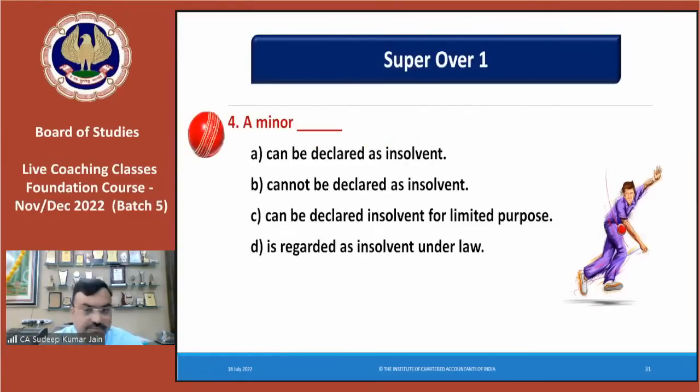Next. A minor can be declared as insolvent, cannot be declared as insolvent, can be declared insolvent for limited purpose, is regarded as insolvent under law. You have to send all the answers in one shot only, then I will take the names.